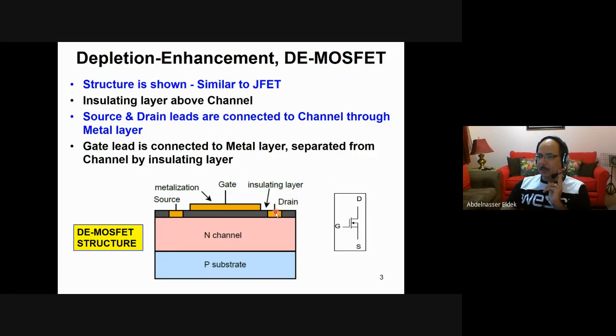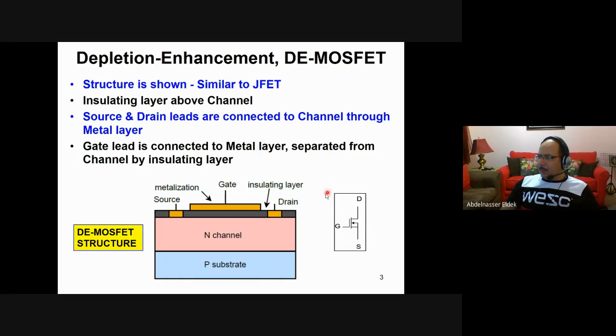The drain is connected to the channel through metal also, and the gate is connected here to metal, and there is an isolation or dielectric material here. This is a dielectric material. This gray area here is the insulating layer, or dielectric material. So this is the structure of what we call the depletion enhancement MOSFET.